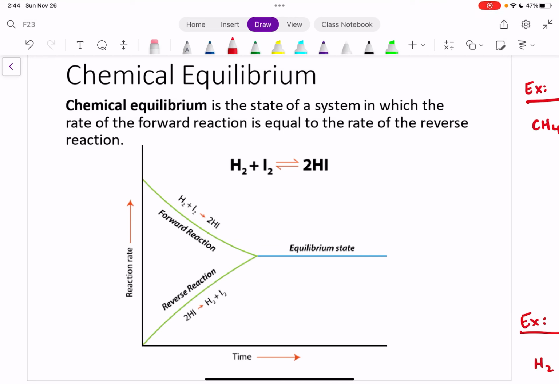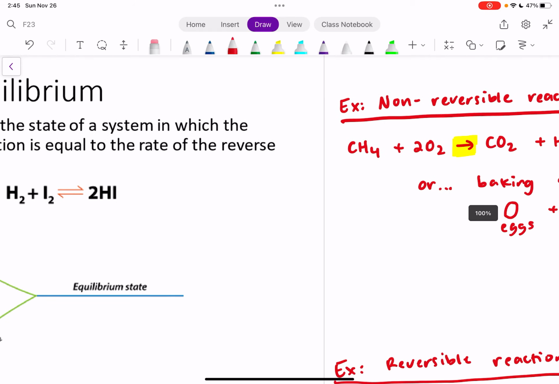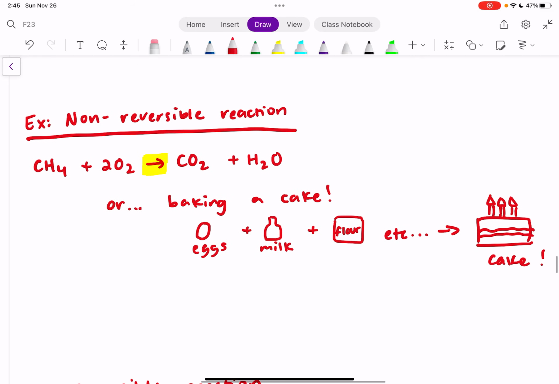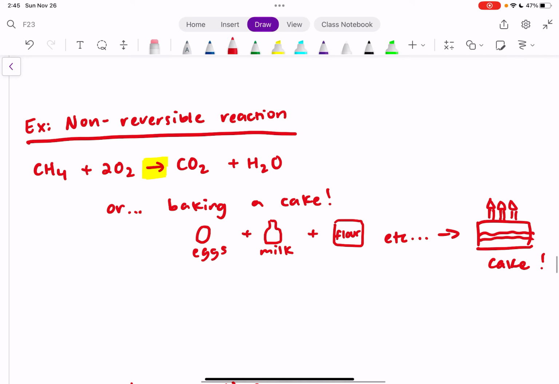In this video, I want to talk about chemical equilibrium and something called Le Chatelier's principle. But before we talk about those things, I want to talk about something that I sort of lied to you about. So far we've been talking about chemical reactions, and we've only seen chemical reactions that are non-reversible.